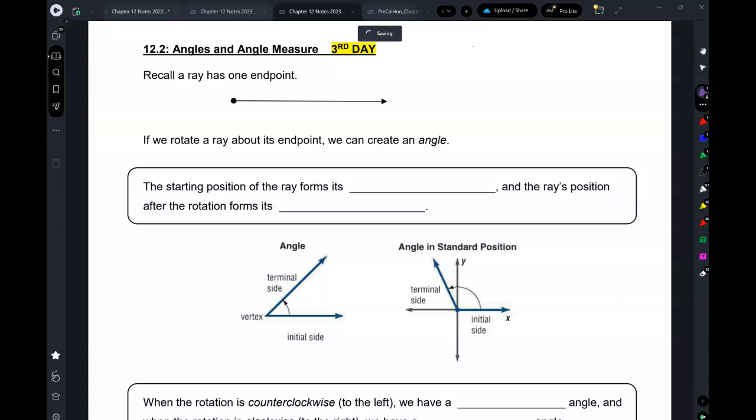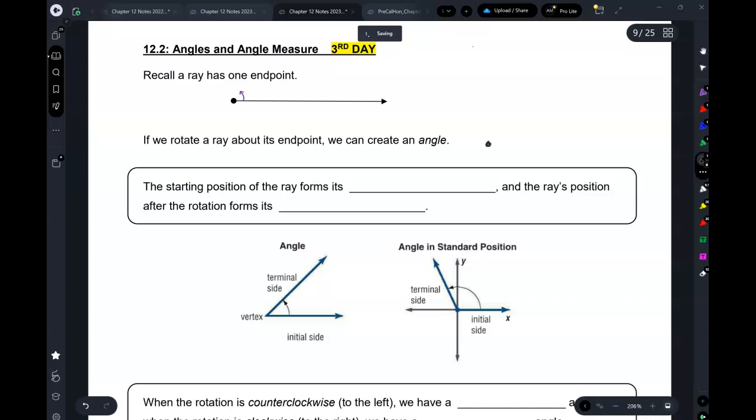So we're going to talk about angles from a different mathematical point of view, okay? We're going to start with a ray, like you learned in geometry. Remember, a ray has one endpoint. Now, suppose we clone this ray. Now you have two lying on top of each other. And if you start rotating that second ray, what you have is an angle.